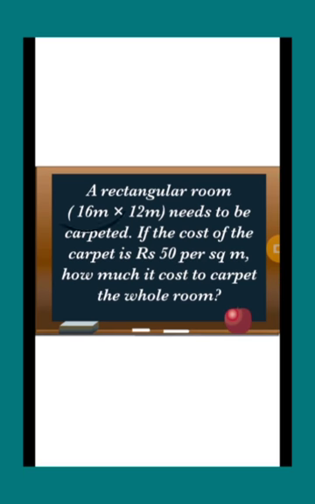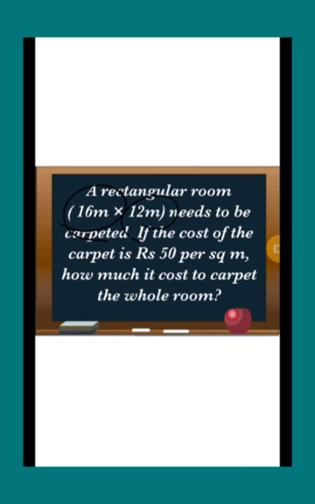So in this, your length is 16 meter and breadth is 12 meter. It needs to be carpeted. If the cost of the carpet is rupee 50 per square meter, how much does it cost to carpet the whole room? So in this question, first of all, we will calculate the area of a rectangular room. Then after finding the area, we will calculate the cost of carpeting the room.